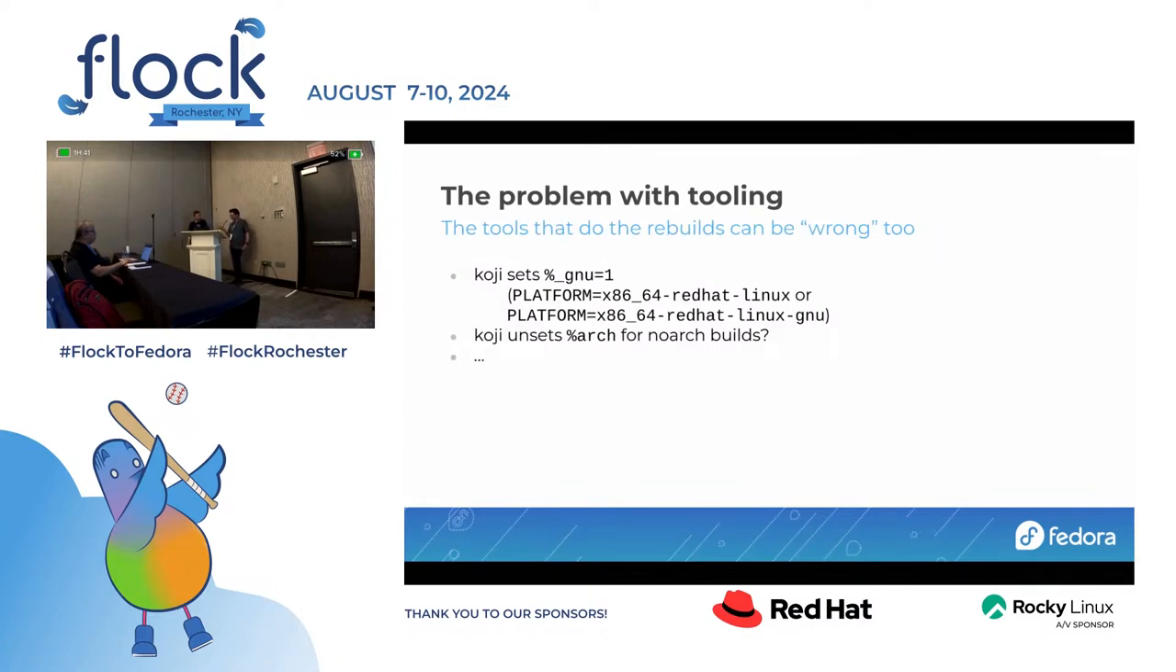We can also have problems with the tools that do the rebuilds, where it turns out Koji sets the GNU macro to 1, and that results in different values for the platform. And Koji unsets arch for noarch builds, but when you do these builds in mock, you get different results sometimes. I put this here with a question mark because I have no idea how it ends up this way. Maybe somebody who knows how this works can explain why the platform setting in Koji builds is different than what you get in mock. Yeah.